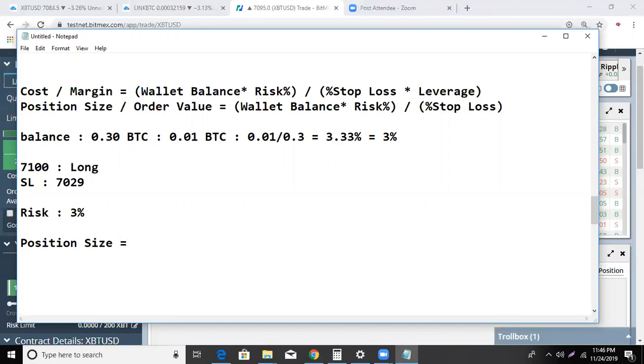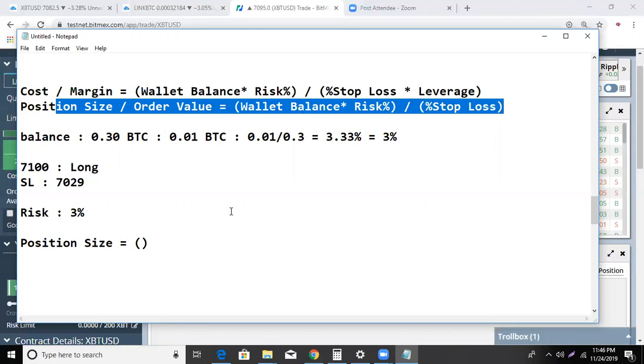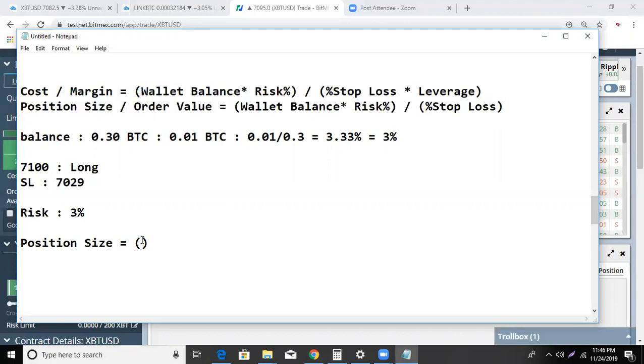What would my position size be? My position size would be my wallet balance. If you see the formula above, my position size formula, right? This is the formula for position size, or the order value. That is your wallet balance. What is your wallet balance? That is 0.3 Bitcoin. What is your risk? I'm using 3.3, or you can use 3, right?